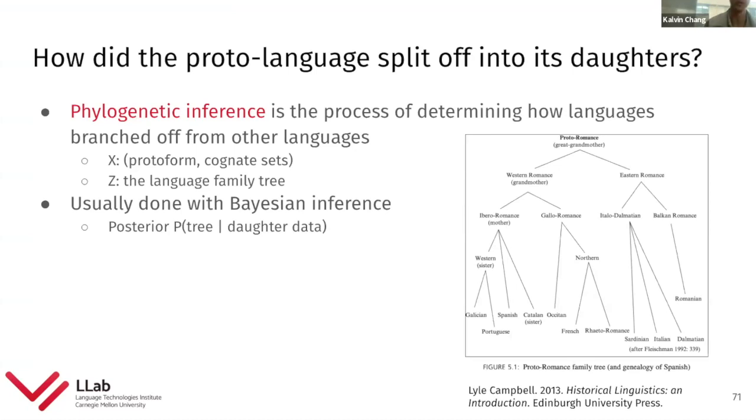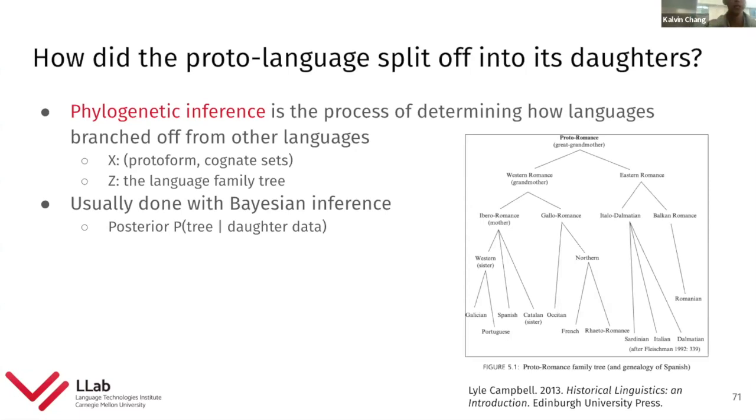Right. Now, this is usually done with Bayesian inference, which tries to find the posterior probability of some tree given the daughter data. So going back to the tree model, recall that the root is the proto-language, and the internal nodes of the tree are intermediate proto-languages of the proposed subgroups. So for example, in this case, proto-romance, sorry, it's a little blurry. Proto-romance is the proto-language, whereas we can also identify intermediate proto-languages, such as Northern Romance, Gallo-Romance, Ibero-Romance, etc.